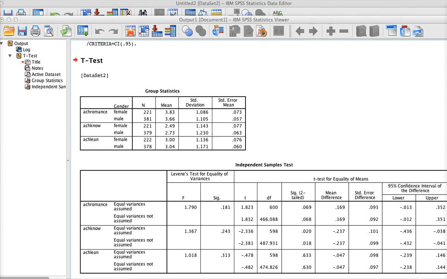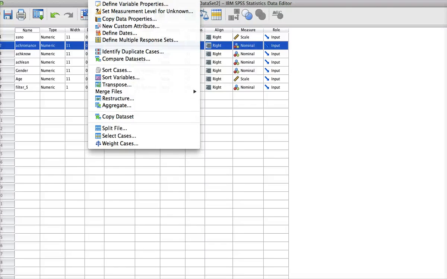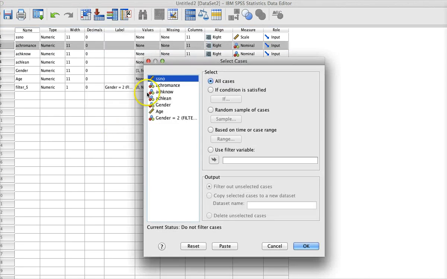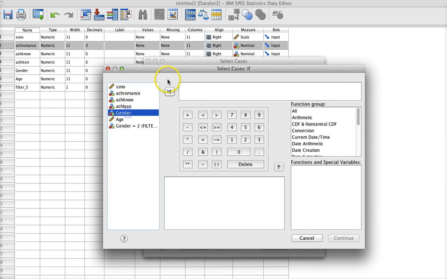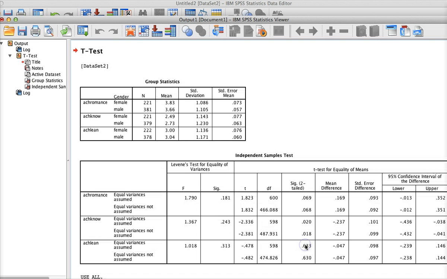Okay, now I'm back in SPSS, and in order to conduct this paired samples t-test, first I'm going to select the data for women. So we go up to Data and do Select Cases, and we set up an if statement. If gender equals 1, that gives us just the women in our sample. So I say Continue and then OK.